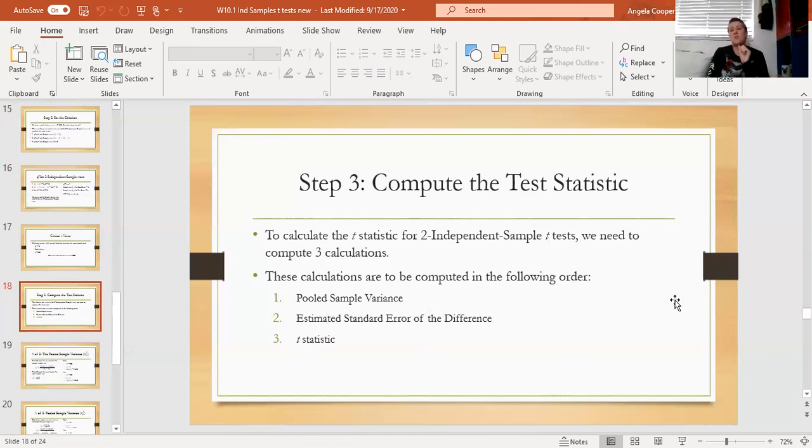So we have to do 3 things when it comes to calculating the t statistic for independent samples t-tests. First, we have to calculate the pooled sample variance. Then we must get the estimated standard error of the difference, different from just the estimated error. Finally, we can plug all this information into the t to find the t statistic. We have to do it in this order because we need the pooled sample variance to calculate the estimated standard error of the difference, and we need the estimated standard error of the difference to calculate the t statistic. So you need to do it in this order. Now, how do we do that?